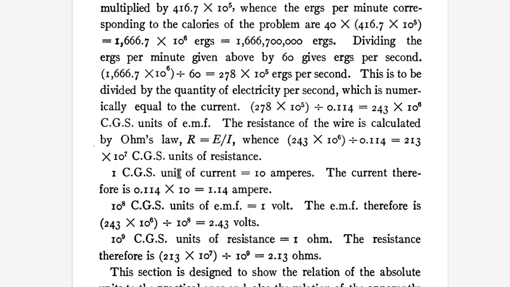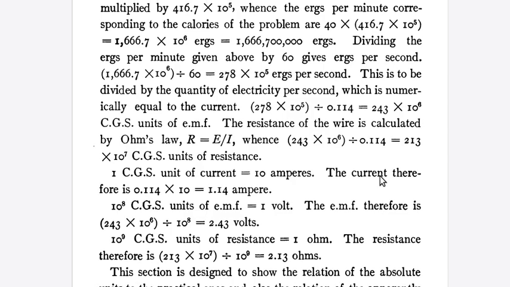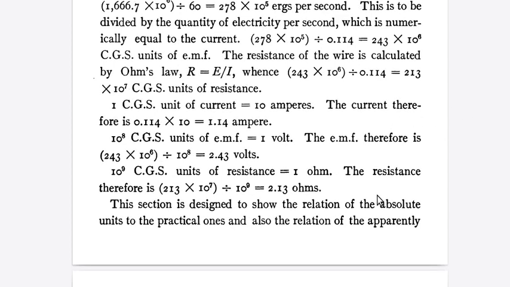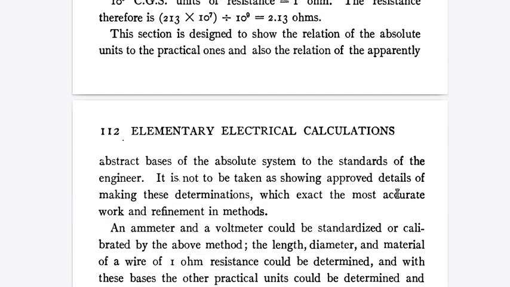1 CGS unit of current equals 10 amperes. The current therefore is 0.114 times 10 equals 1.14 amperes. 10 to the eighth CGS units of EMF equals 1 volt. The EMF therefore is 243 times 10 to the sixth divided by 10 to the eighth equals 2.43 volts. 10 to the ninth CGS units of resistance equals 1 ohm. The resistance therefore is 213 times 10 to the seventh divided by 10 to the ninth equals 2.13 ohms.